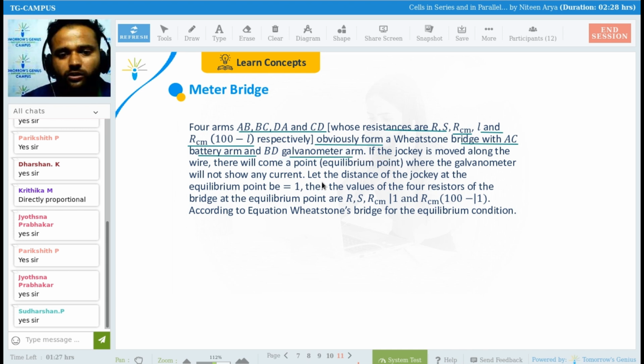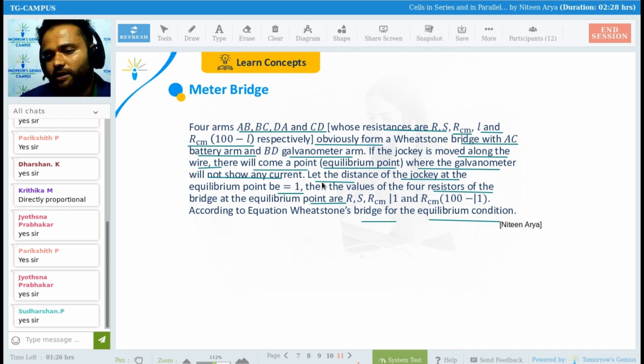If the jockey is moved along the wire, there will come an equilibrium point where the galvanometer will not show any current. Let the distance of the jockey at the equilibrium point be l. Then the values of the 4 resistors of the bridge at the equilibrium point are R, S, R·l and R·(100 minus l), which is according to the Wheatstone bridge equation for the equilibrium condition.